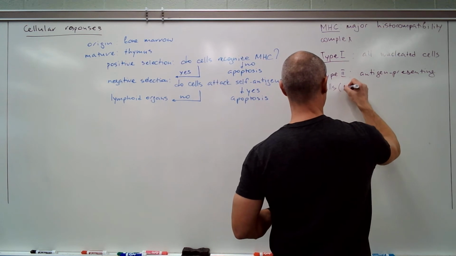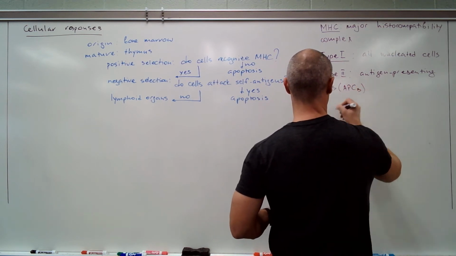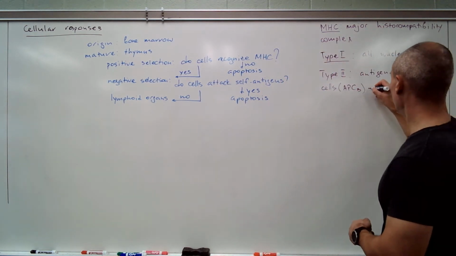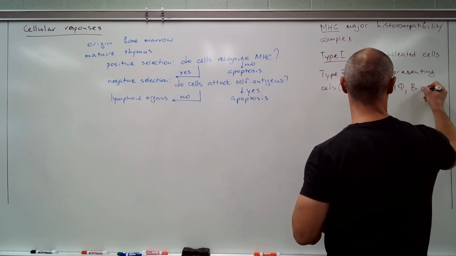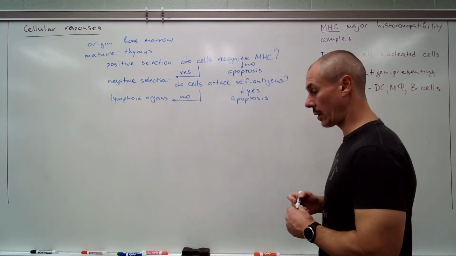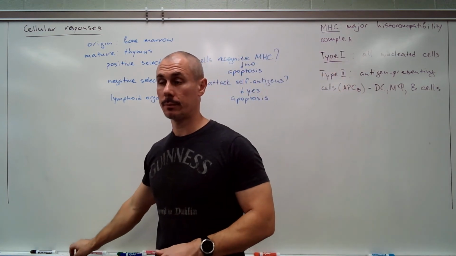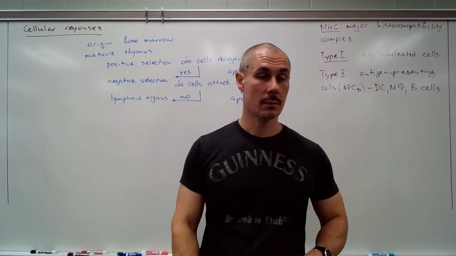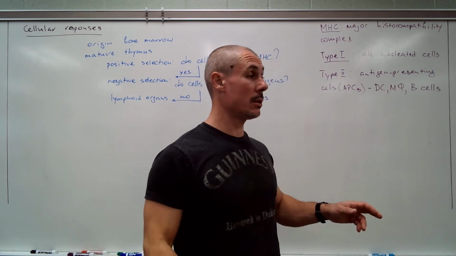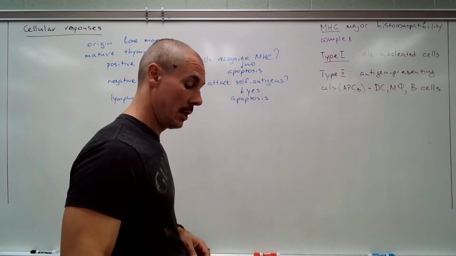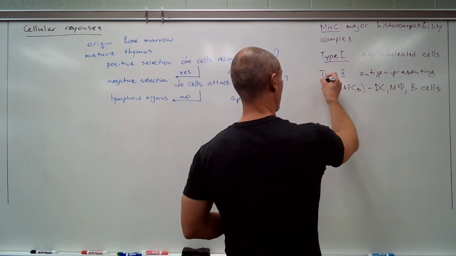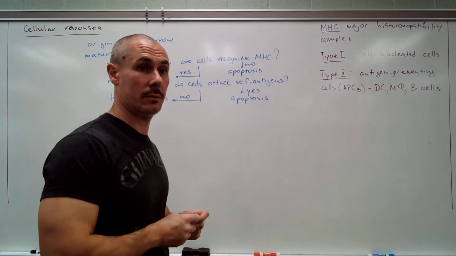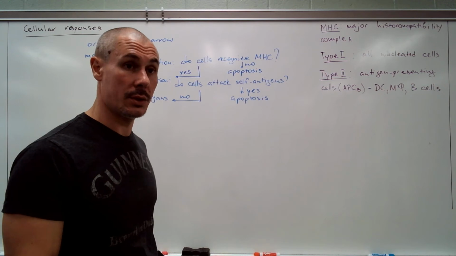Or so-called APCs, which include dendritic cells, macrophages, and B cells. Okay, we good so far? Now I'd love to explain the deep mechanical difference between type 1 and type 2. Unfortunately, I think time constraints don't let us do that.